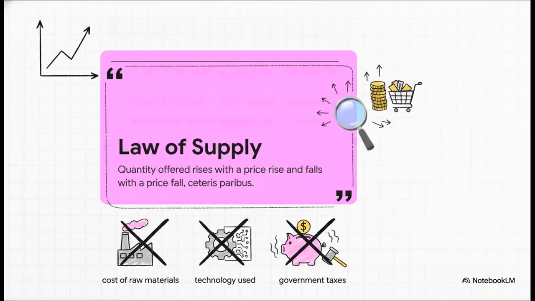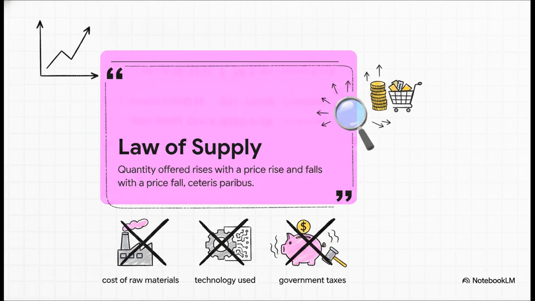Okay, before we get into the really tricky stuff, we have to lock in our baseline reality. This law simply states that the quantity of a commodity offered for sale rises when its price rises and falls when its price falls. Pretty intuitive, right? But the most important part of this definition is actually that little phrase at the very end, ceteris paribus. It's Latin, and it basically means other things remaining the same.